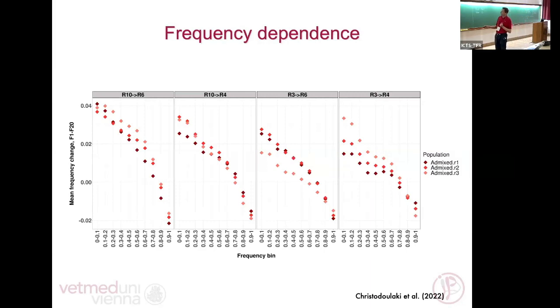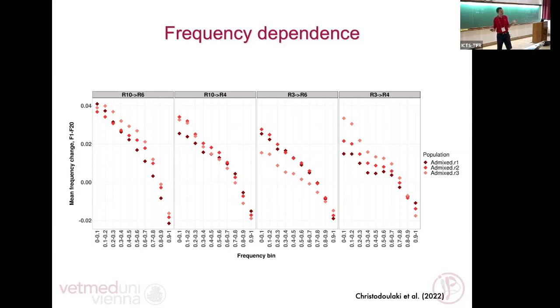So what we see here, these are different frequency bins, 10% intervals. So this is the low frequency, this is the high frequency. Each dot is a replicate, and so you can see very nicely that the largest allele frequency change we see is for the low frequency alleles, and as soon as the frequency goes up, the frequency change reduces, and then it goes even in the other direction.